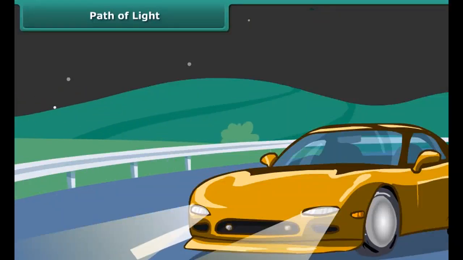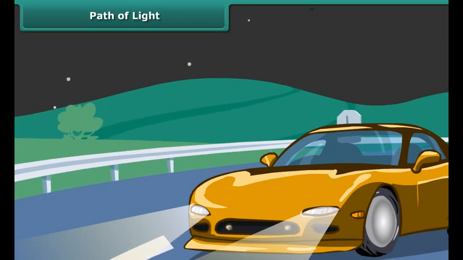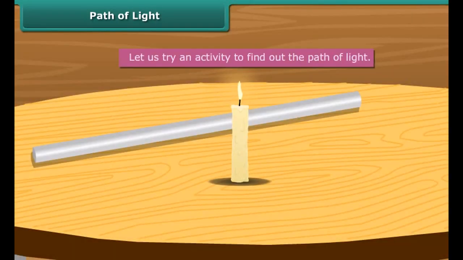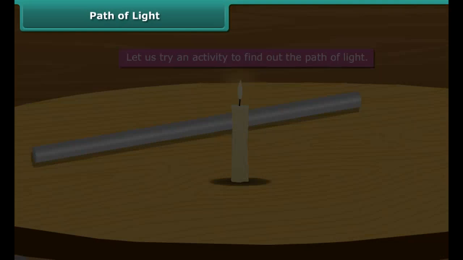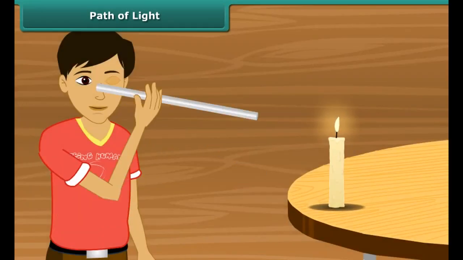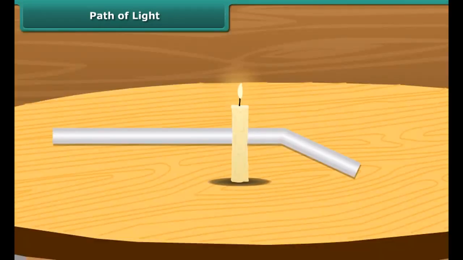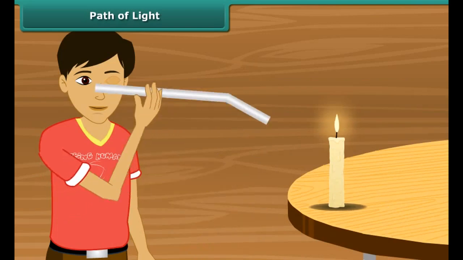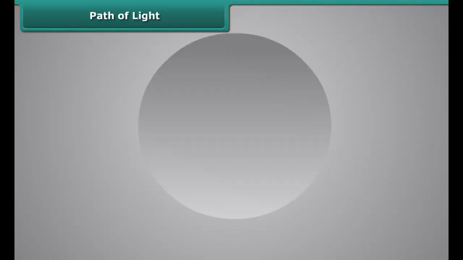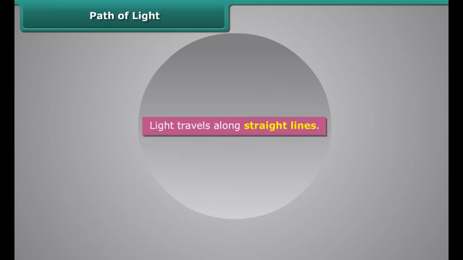Path of light. Have you ever noticed the headlamps of a car giving straight beams of light? Come, let us try an activity to find out the path of light. Take a lighted candle and a straight pipe. Now look at the lighted candle through that straight pipe. You can easily see the candle from that pipe. Now take a bent pipe and look at the candle through it. Are you able to see the candle's flame through it? Probably not. So, now you know that light travels along straight lines.